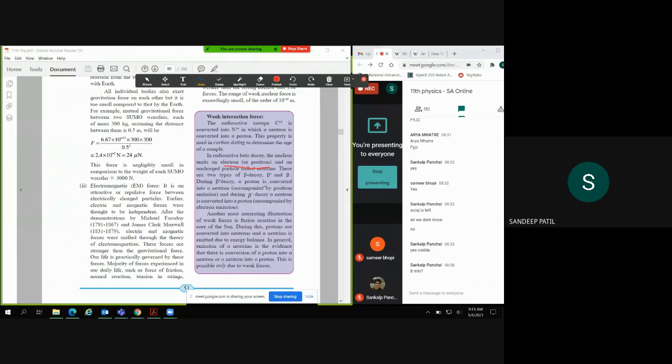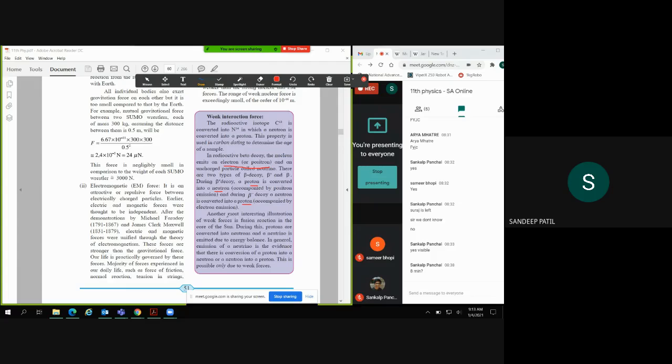So we know that there are two beta decays, beta positive and beta negative. In beta positive decay, a proton inside the nucleus is converted to a neutron, whereas in beta negative decay, a neutron is converted to a proton. We know that the nucleus always consists of protons and neutrons. So in one decay a proton is converted to a neutron and in another a neutron is converted to a proton, and this way beta decay takes place.